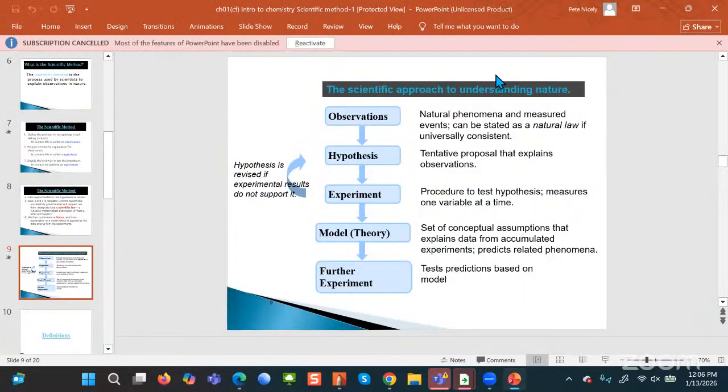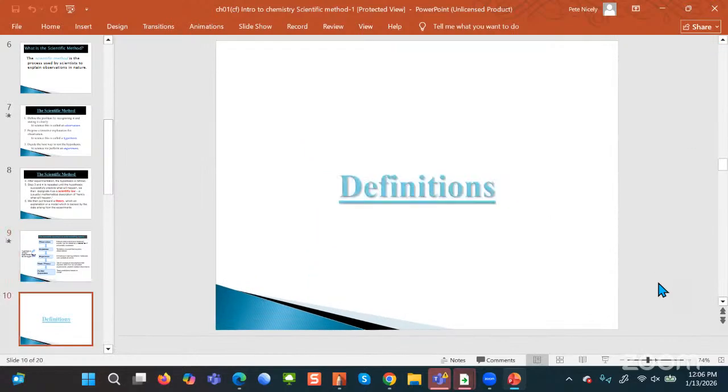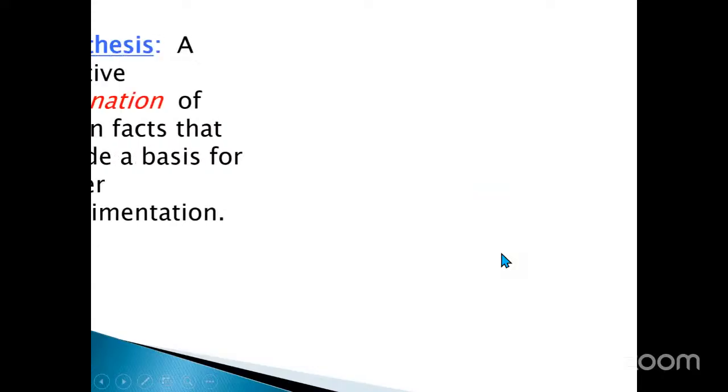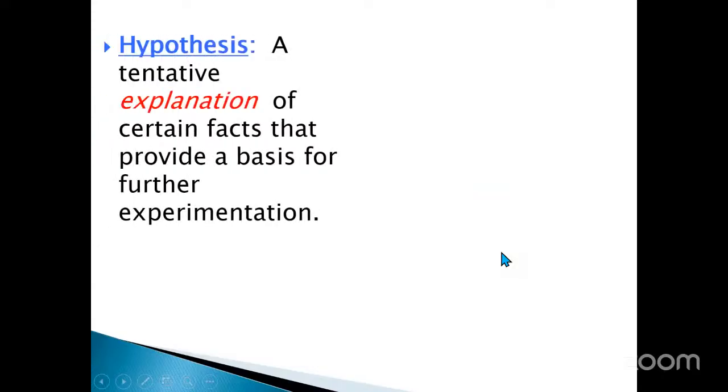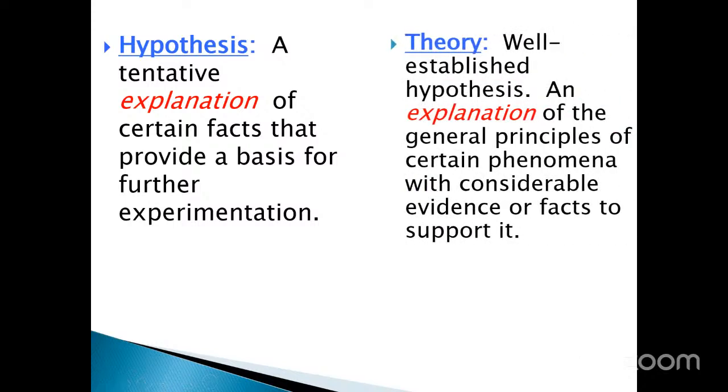And there's something else I want to say about the scientific method, but we'll talk about that later on. I want to go into some definitions, or just review some definitions that we talked about earlier, right? The hypothesis, remember, is a tentative explanation of what we observe, and that forms the basis for further experimentation. The theory is, on the other hand, a well-established hypothesis.